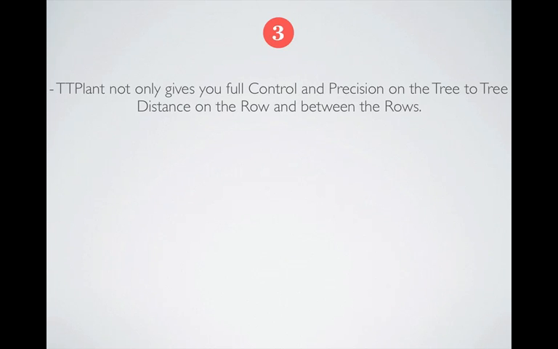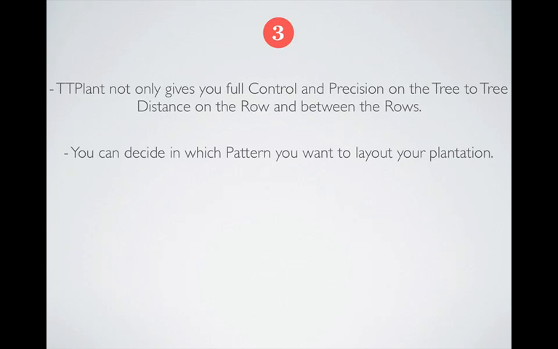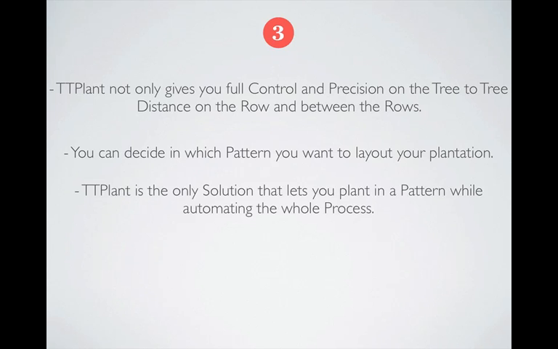TTPlant not only gives you full control on the tree-to-tree distance on and between the rows, you can plant within RTK precision down to the centimeter or inch and control the overall planting pattern you want your trees to be planted in as well. TTPlant is the only solution of this kind that enables you to plant trees in an automated way into a predefined pattern.